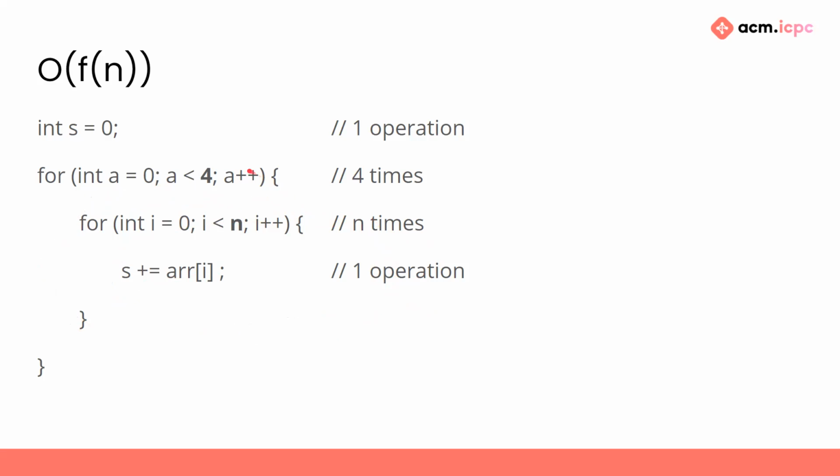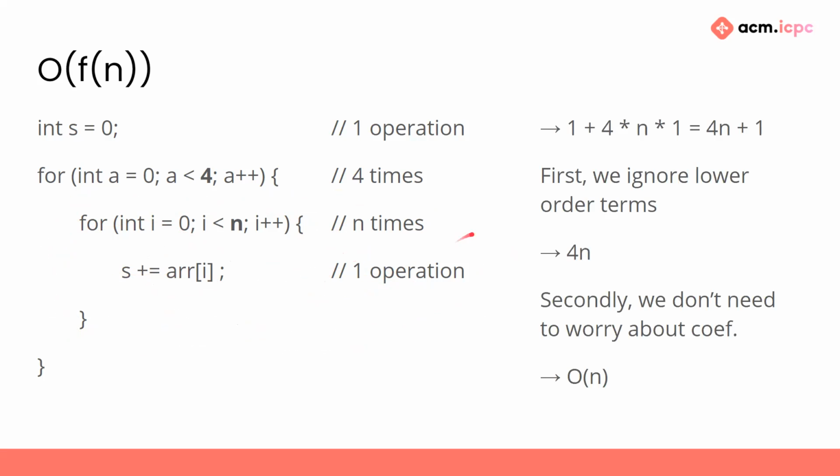So let's analyze the runtime complexity of this piece of code. First, we declare a variable. That's one operation. And then we ignore the for loops first. We look at the real operation inside the loops, and that's s plus equals array[i]. That's one operation. Now, we do this operation n times using the inner loop, and that gives us n times 1. And then we loop over the array 4 times, and that's 4 times n times 1, plus 1, which is 4n plus 1 total number of operations.